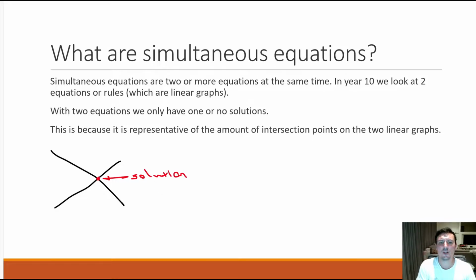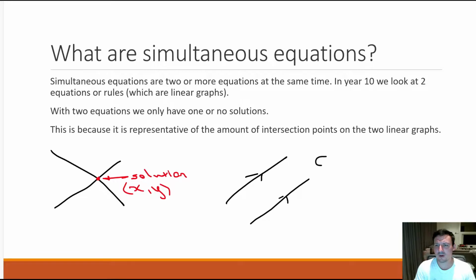So what this also means is that our solution will have an x and a y value because it's on a Cartesian plane. When there's no solutions, we're working with parallel lines. The only time two straight lines don't intersect is when we have two parallel lines. So what I should be looking for in terms of this is the same gradient.